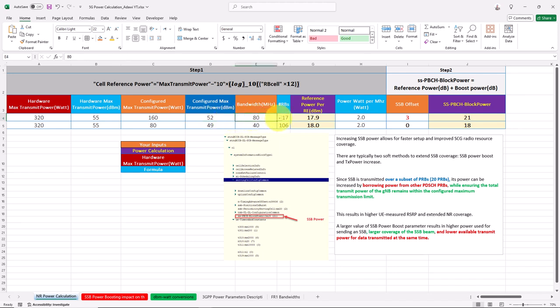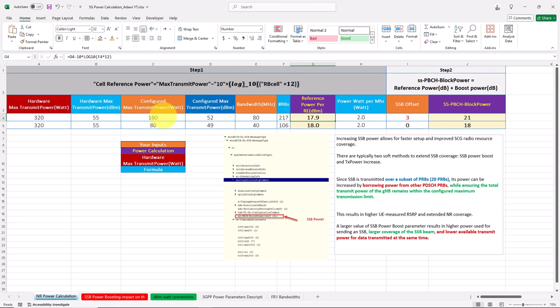And my current bandwidth is assumed as 80 megahertz here. This is also an input. You can just change it whenever you need. And this is the total number of resource blocks, which is equivalent to the 80 megahertz. So in this case, the power to be used here would be around 17.9 dBm or 18 dBm, as you can see, because at the end, this is considering what?